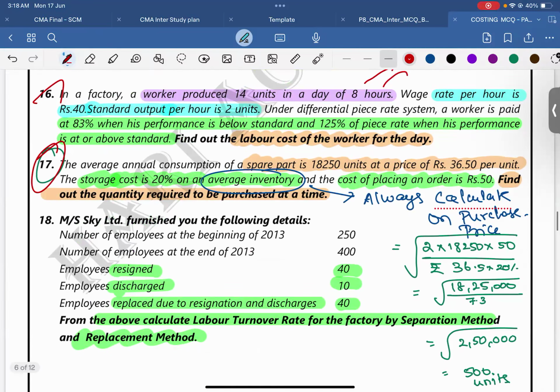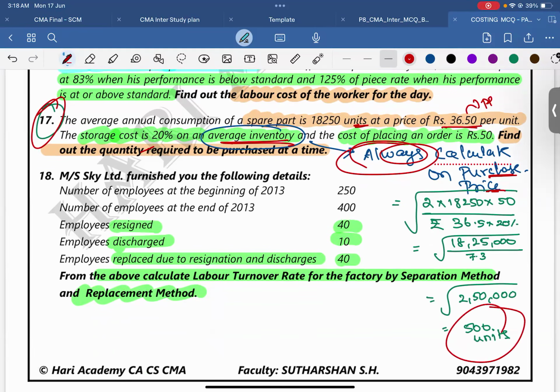Average annual consumption of spare parts is given, units is given at a price of 36. That is your purchase price. Storage cost is 20% on average inventory. Whenever they are given average inventory, always calculate it on purchase price. That is EOQ, root of 2AO divided by C. It is 2 into annual consumption 18,250 into 50 divided by 36.5 into 20 percentage. You will get a final answer of 500 units. Easy, quickly do.